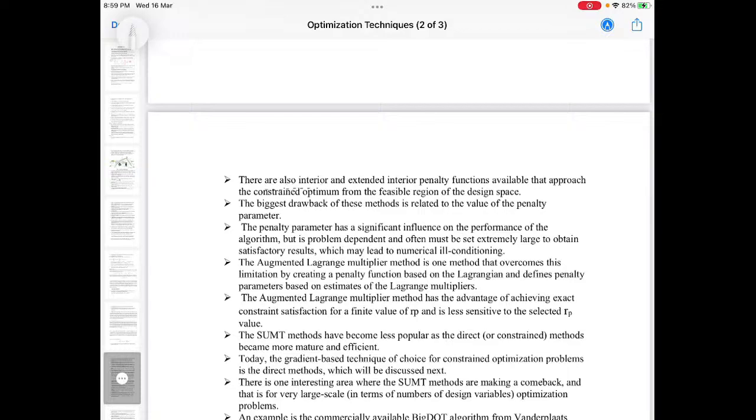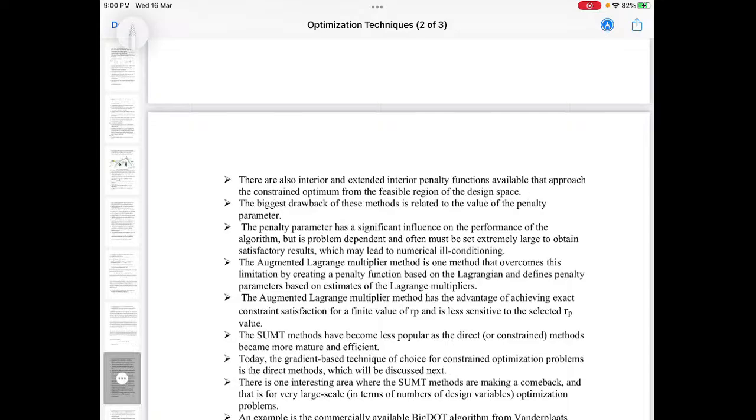There are also interior and extended interior penalty functions available that approach the constrained optimum from the feasible region of the design space. So penalty functions can be of two types: the interior and the extended interior penalty function.